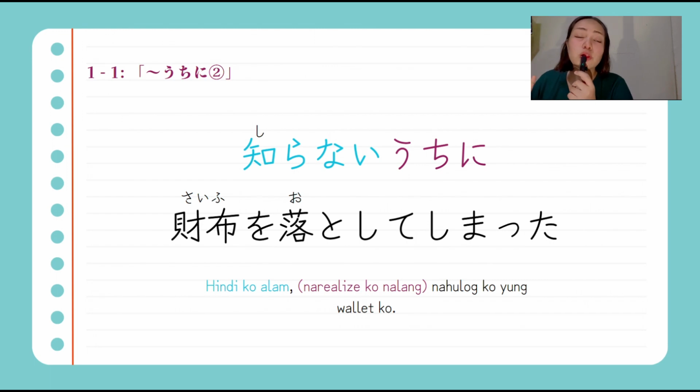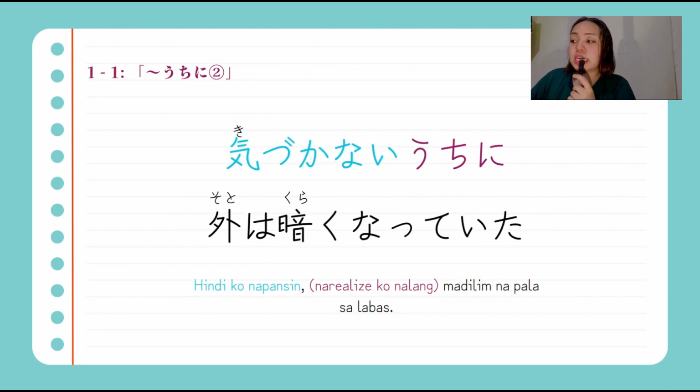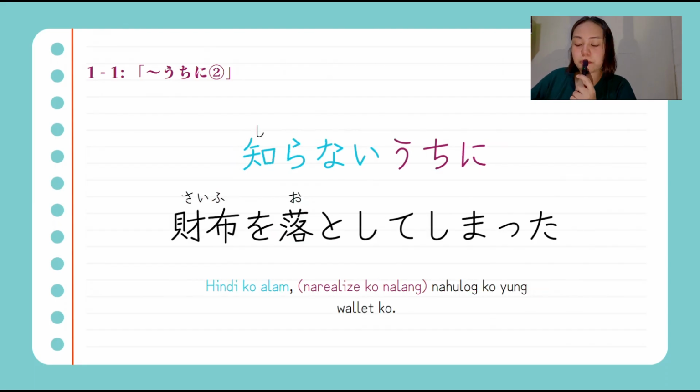So, itong dalawang set phrase na to, si kizukanai uchi ni, pati po si shiranai uchi ni, these are very commonly used in daily conversation. Maririnig nyo po siya when you try to listen to podcast or talk to Japanese speakers. They really use this one. So, minasan, benkyou shite oita hou ga ii to omoimasu. So, that's it for the uchi ni.